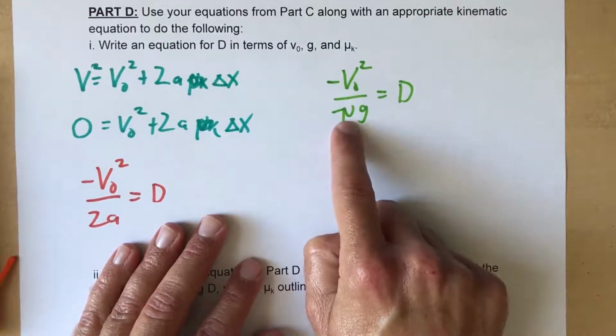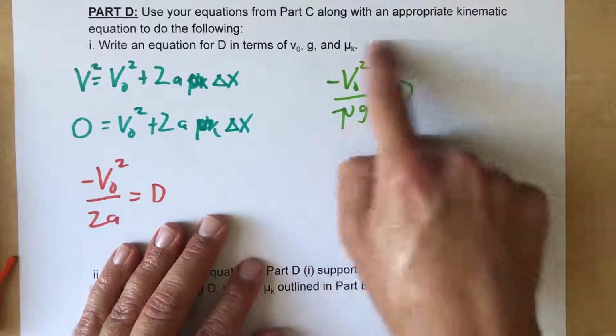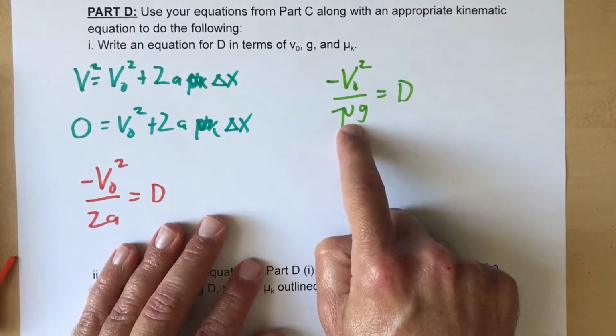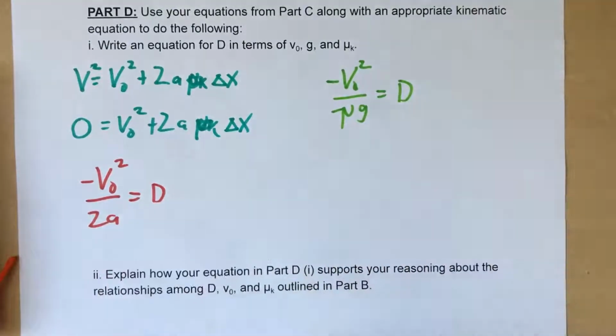And then we said more coefficient of friction, less distance. And we can see that because it's down in the denominator of this equation. So if we doubled our coefficient of kinetic friction, you can see we'd have 1/2 the distance of before.